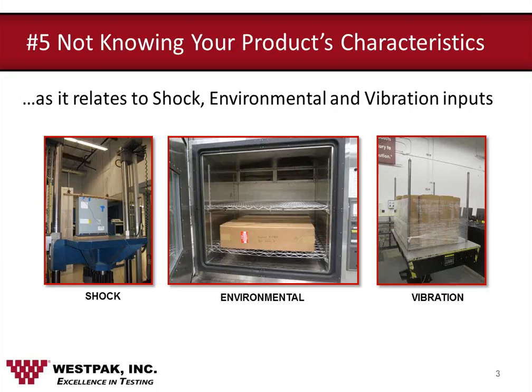The number 5 mistake we see people make is not understanding their product's characteristics. Is your product damaged due to shock or vibration? Is it susceptible to environmental hazards like temperature, humidity, altitude? It's going to see vibration during the distribution environment, so how does your product react when exposed to transportation type vibrations? These are things you need to know prior to designing a package, and the number 5 mistake we see people making is not knowing this prior to testing.